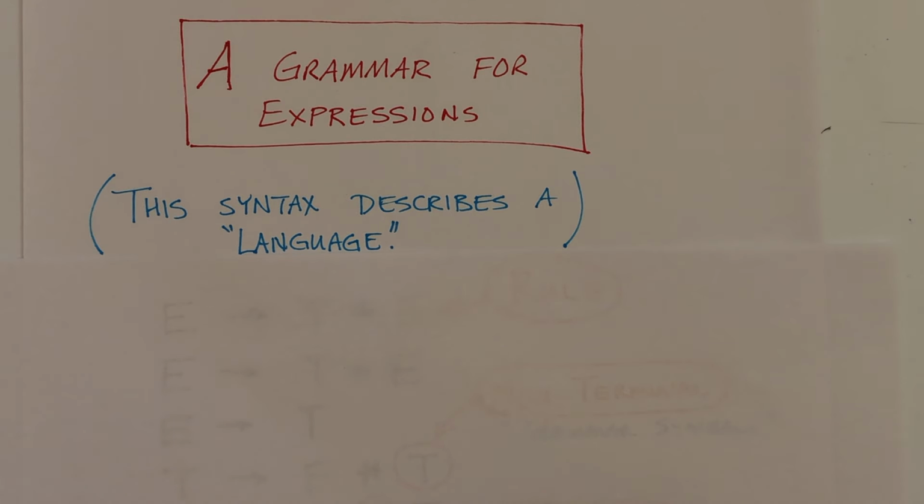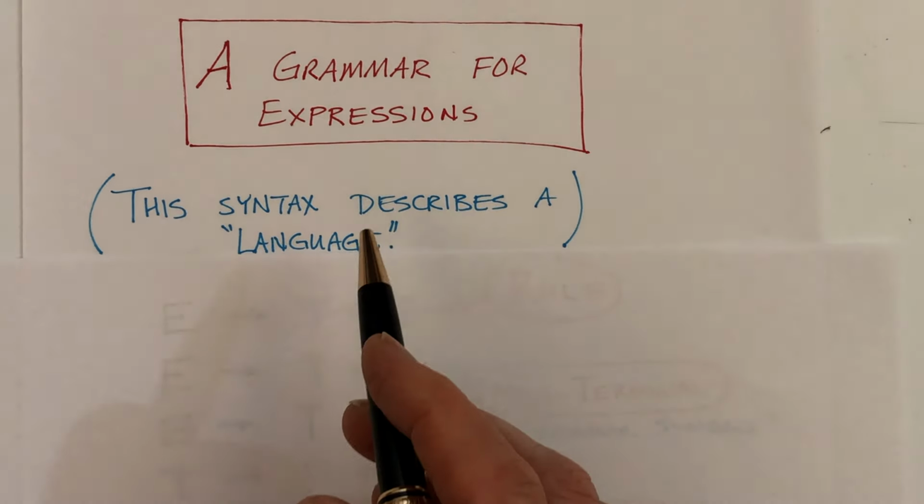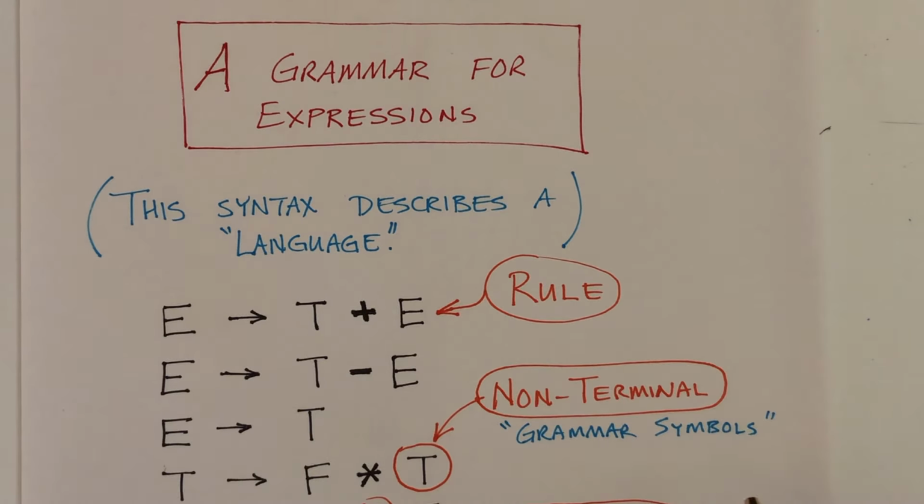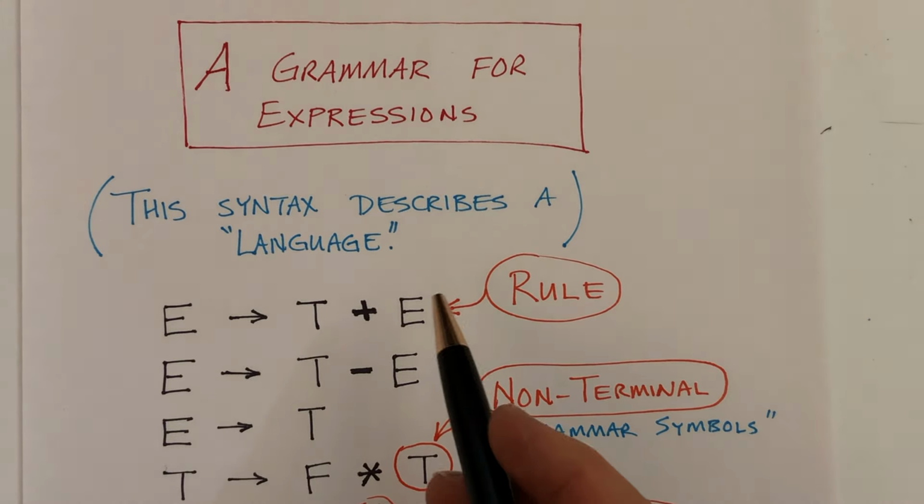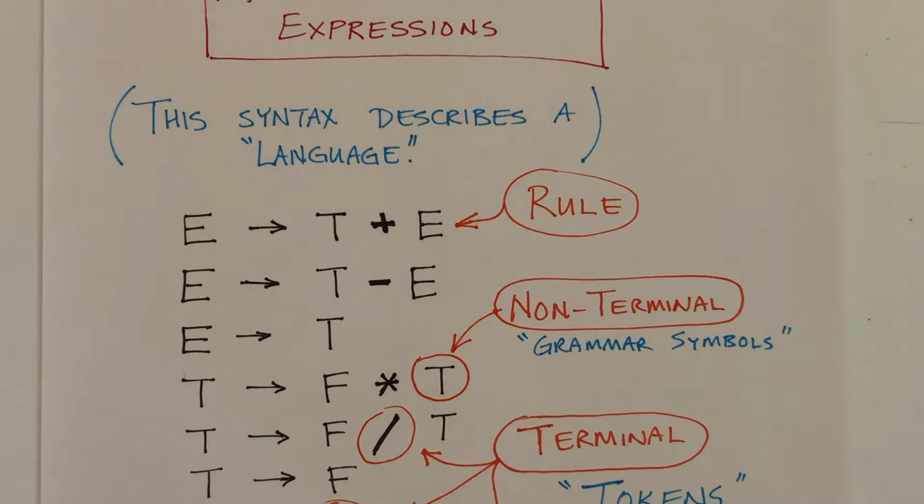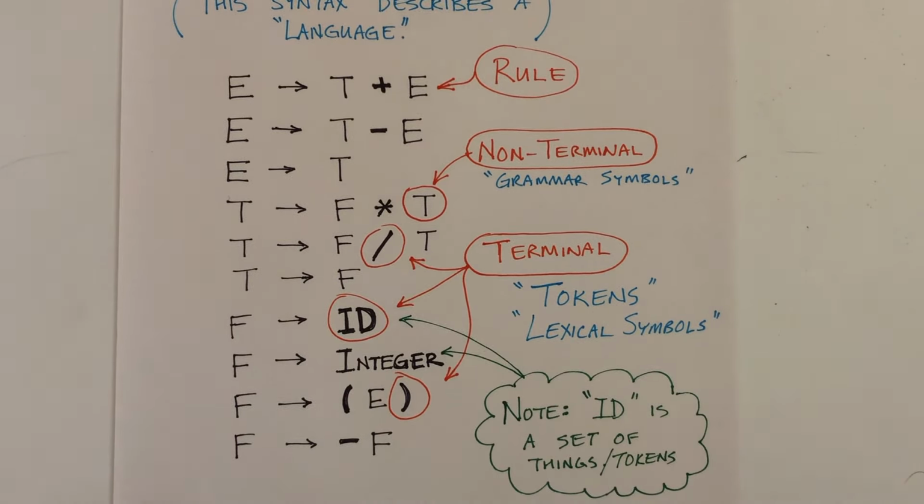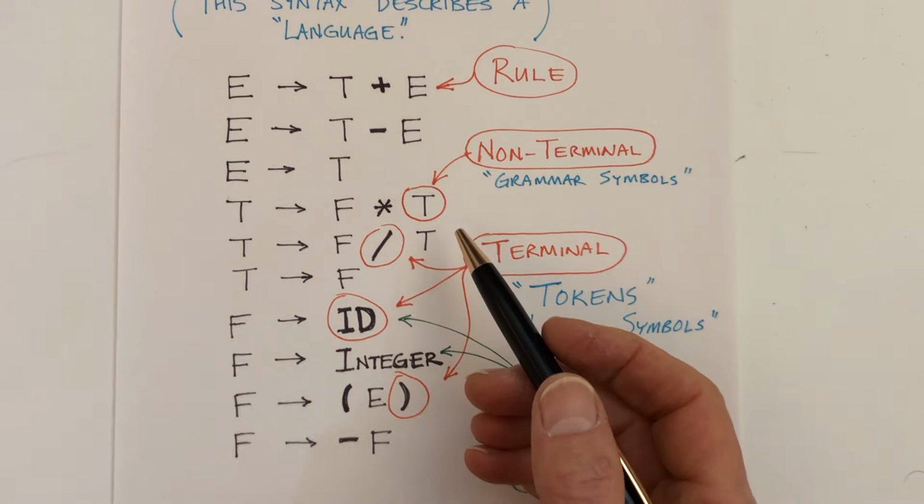Before we can code up our parser, we need to describe exactly which expressions are to be accepted. That is, we need to describe the language of expressions that our parser will accept. And to do that, we're going to provide a grammar for expressions. A grammar defines a language, and here I have a simple grammar for expressions. Let's go through it and see what we have.